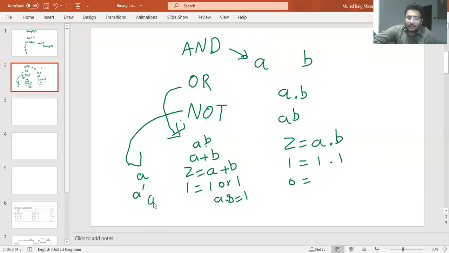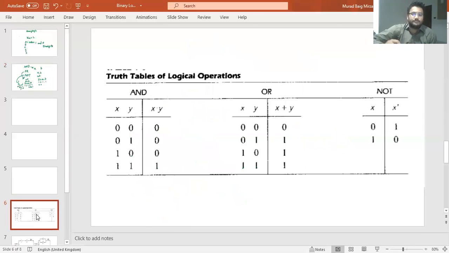If a is equal to 0, then a prime, its not, will be equal to 1. If a is equal to 1, its not will be equal to 0, and vice versa. It's opposite. A and a prime is the not. This is a and this is a prime. Now we will have a look at the table.